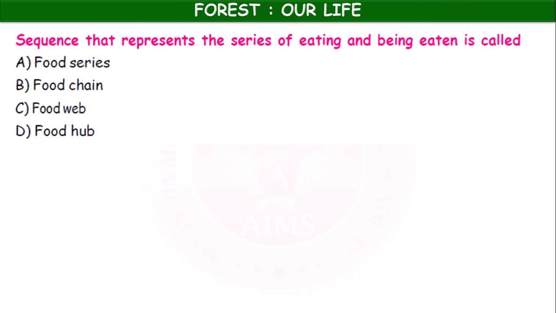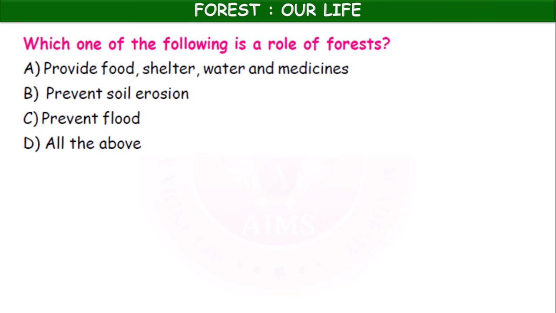The sequence that represents the series of eating and being eaten is called food series, food chain, food web, food hub. Food chain, eating and being eaten, this is the phenomenon of food chain. Which one of the following is the role of forests? Provide food, shelter, water and medicines, prevent soil erosion, prevent floods, all of the above. These are all the functions of the forest.